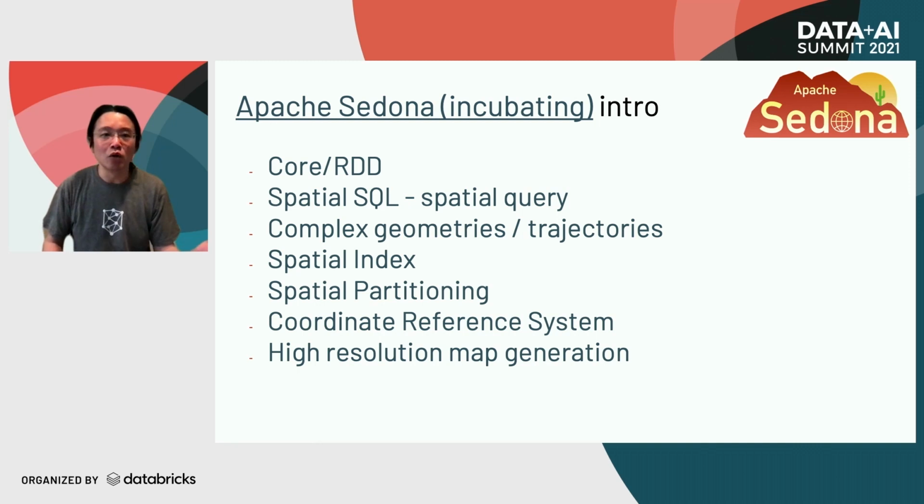What are the key components of Apache Sedona? Well, first, it has an extension to the Spark RDD construct. It also has support for spatial SQL, so you can do spatial queries with it. It supports complex geometries and trajectories. It has spatial indexing and spatial partitioning. It also supports a variety of coordinate reference systems. And last but not least, it also has support for high resolution map generation.